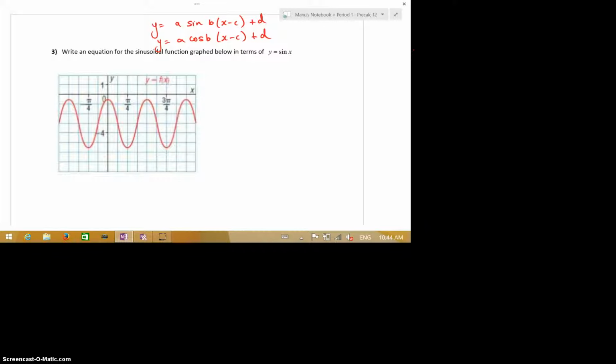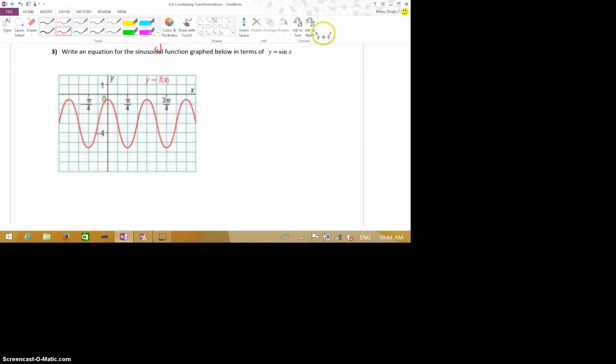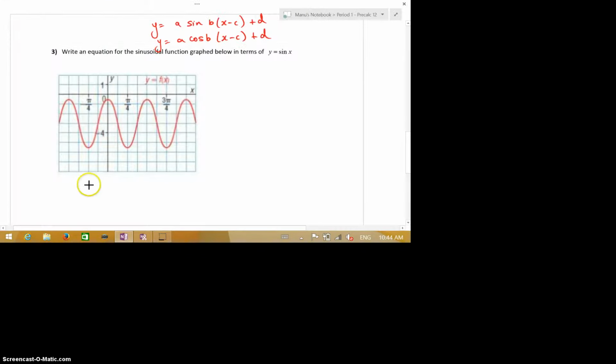So one piece at a time, we're going to try and come up with that information from the graph given to us. So I'm going to start off by drawing a midline on this graph. The midline is going to give me one crucial piece of information. The midline is going to help me determine what the vertical displacement and the amplitude are. So here I've drawn a midline. Alright, so this is called a midline.